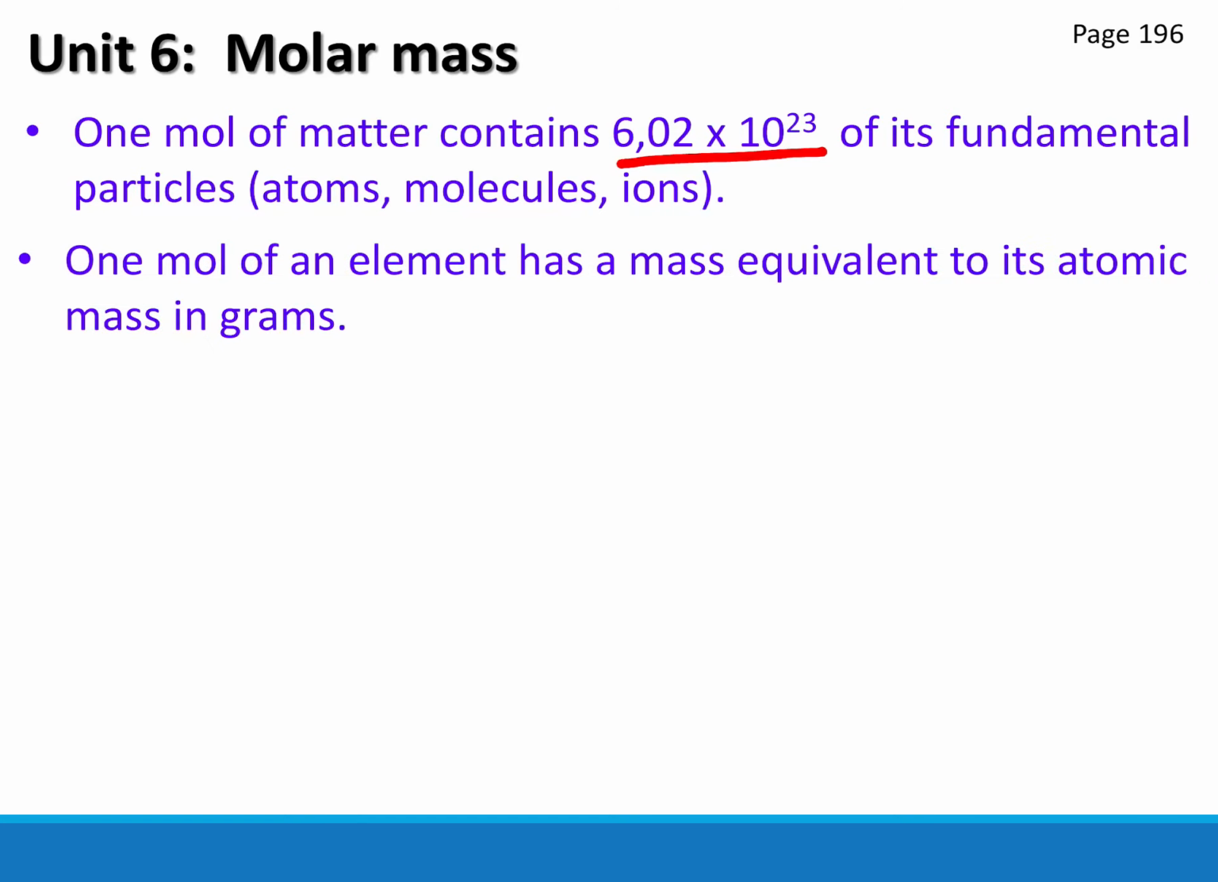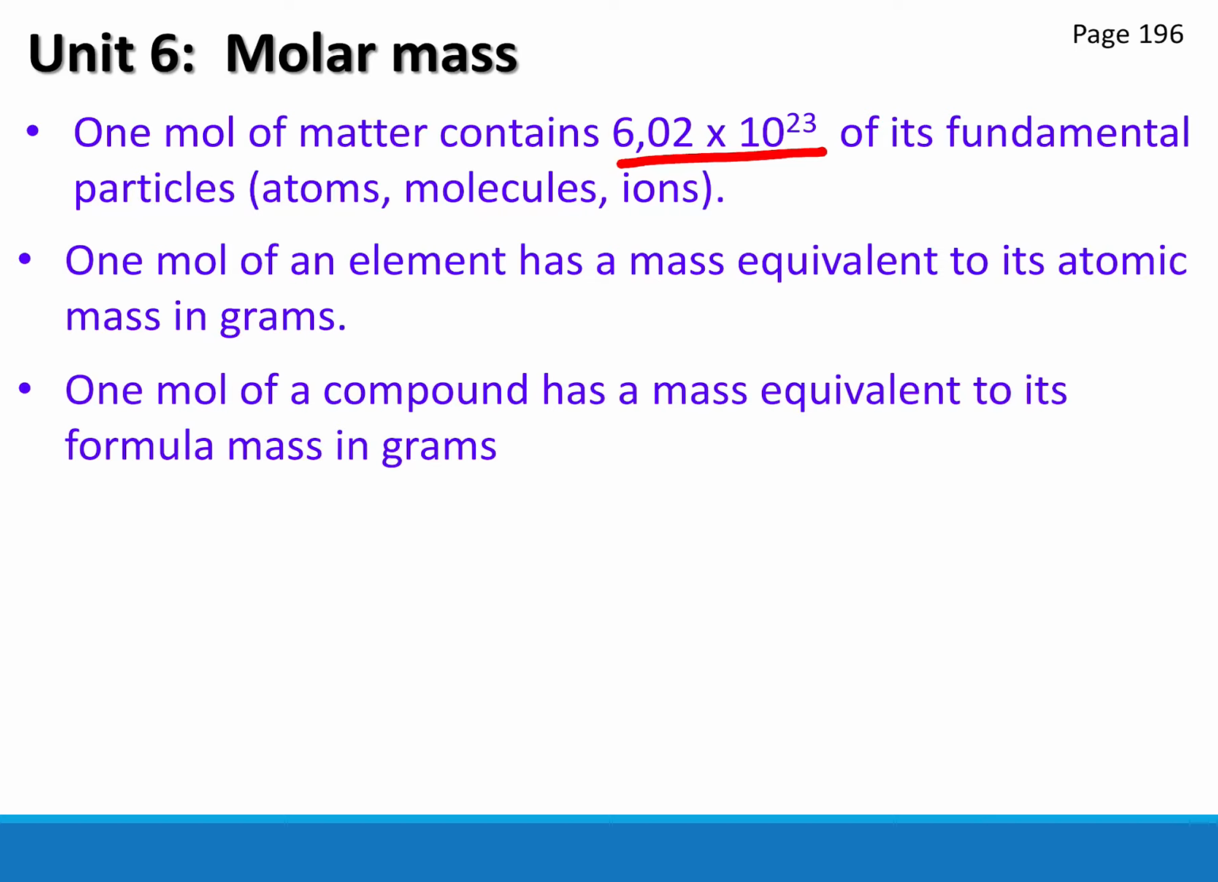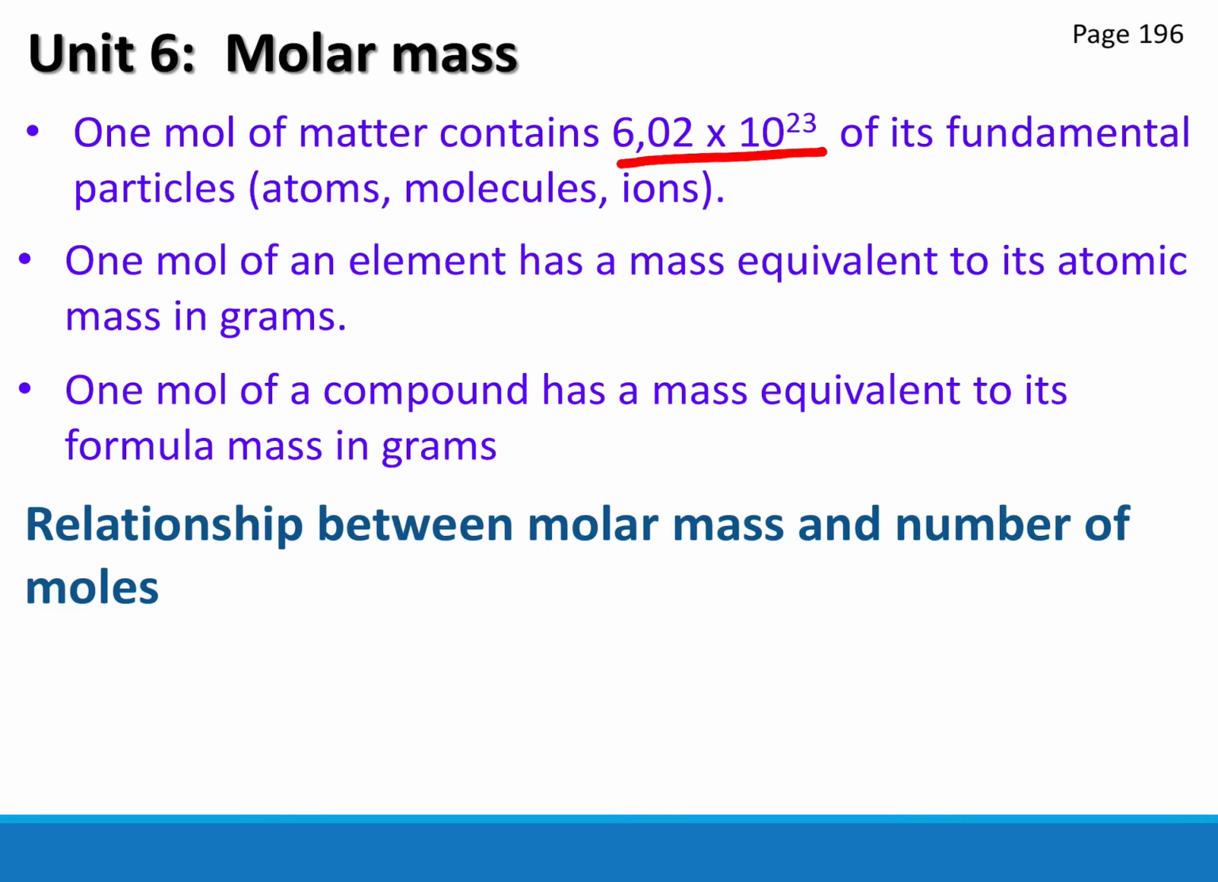1 mole of an element has a mass equivalent to its atomic mass in grams. We've done that as well. 1 mole of a compound has a mass equivalent to its formula mass in grams. Done that as well. So now we've got to look at the relationship between molar mass and number of moles, because we know what 1 mole is.